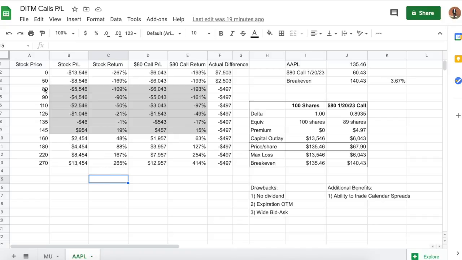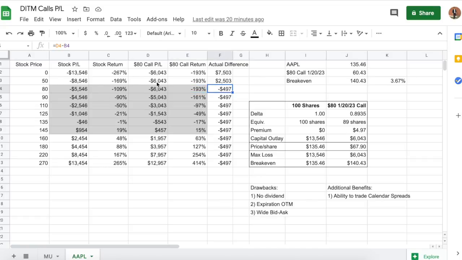And then obviously, if it goes to $80 by January 2023, your call is going to be exactly worthless, and you're going to be at your max loss of $6,043, which is the total premium you paid, as opposed to $5,546 that you'd be down on your 100 shares. And you can see the percent returns right there. And again, the difference is just $497.